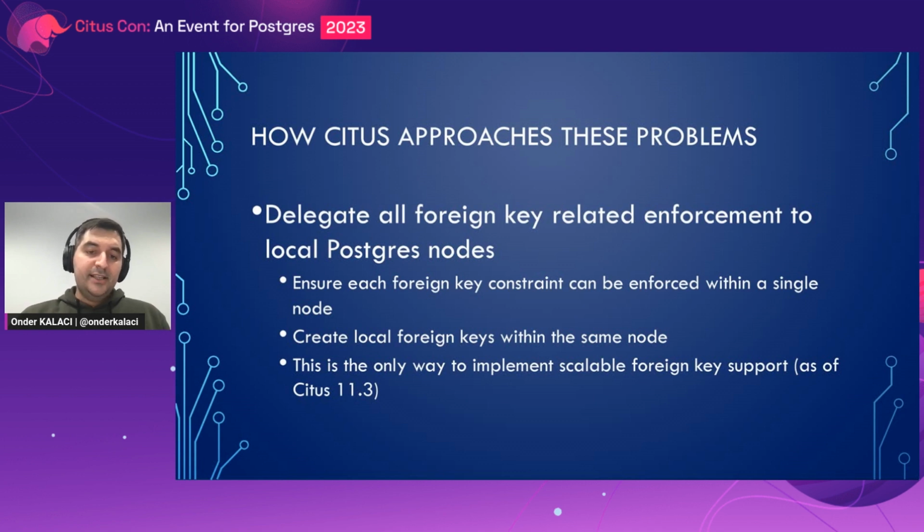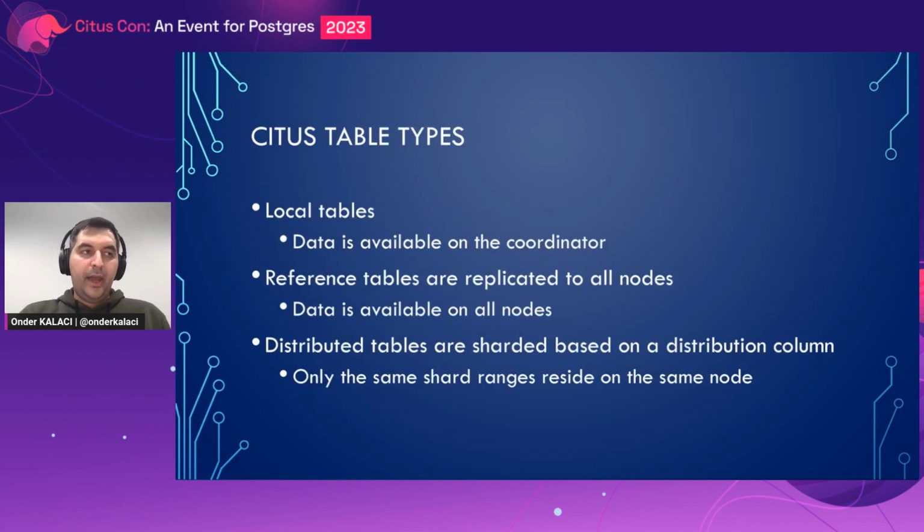As far as our experiments show, this is the only way to implement scalable and robust foreign key support in a distributed system. And as of Citus 11.3, this is how we implement foreign keys in Citus. Of course, in the future, we might change this, but we also don't plan changes right now on this support.